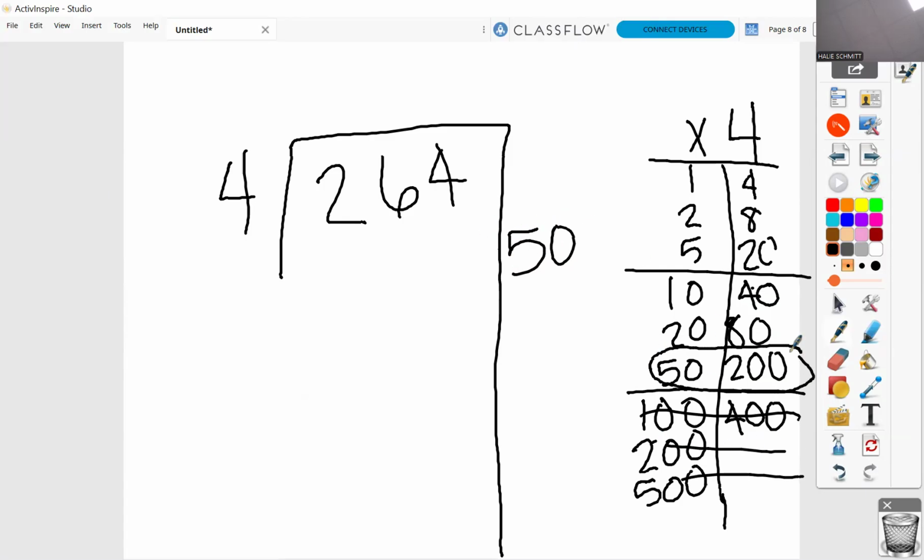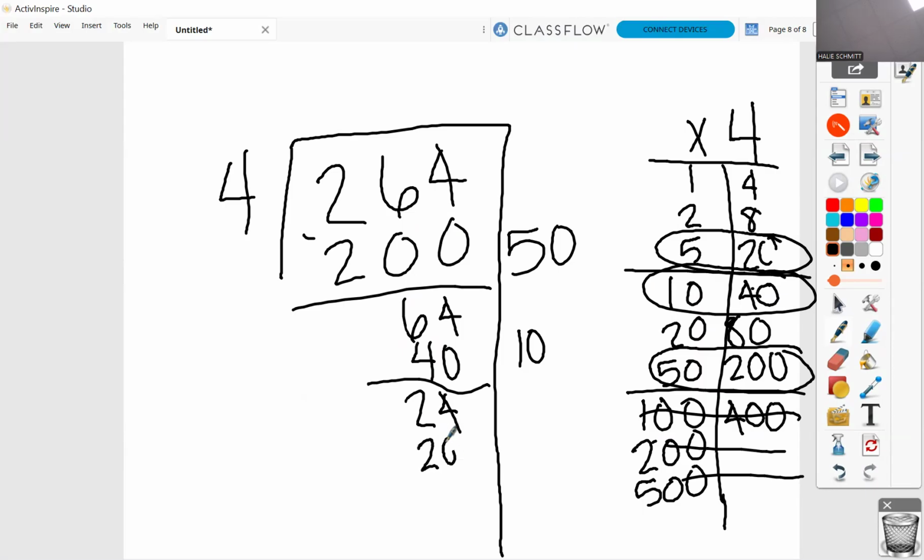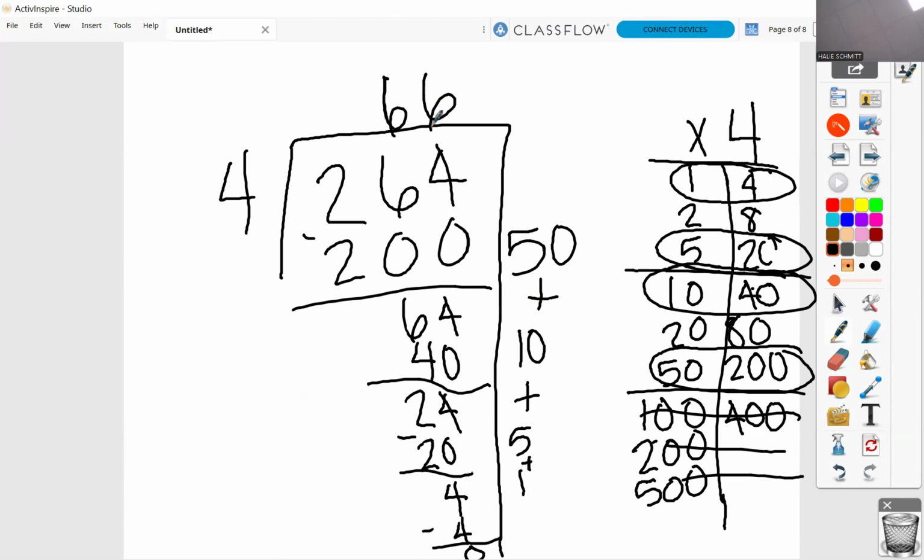So when I find a group that I can pull out, it's here. I'm going to subtract. I'm going to pull out another group. A little bit longer, but it will work. And then we add up all the rest. So that's 50 plus 10 is 60, plus 5 is 65, plus 1 is 66. I hope this helps.